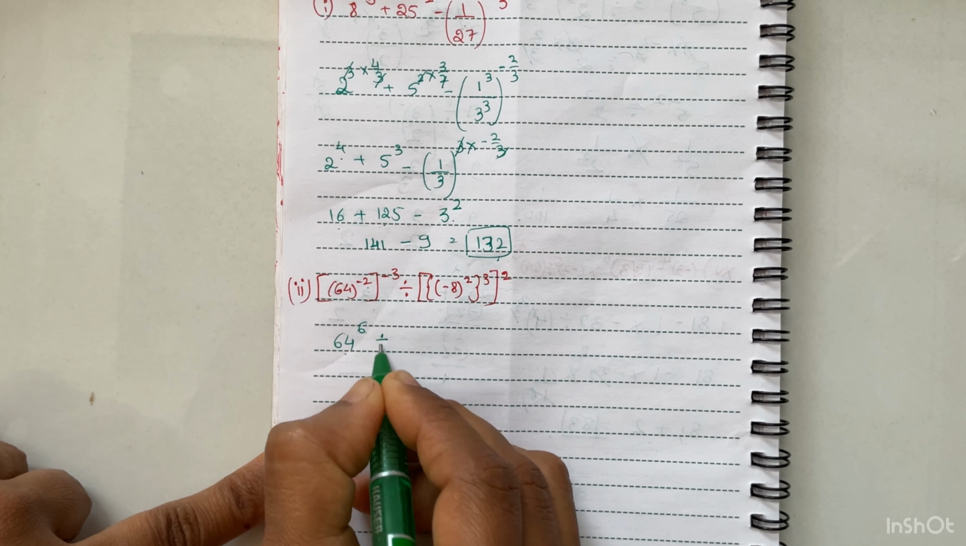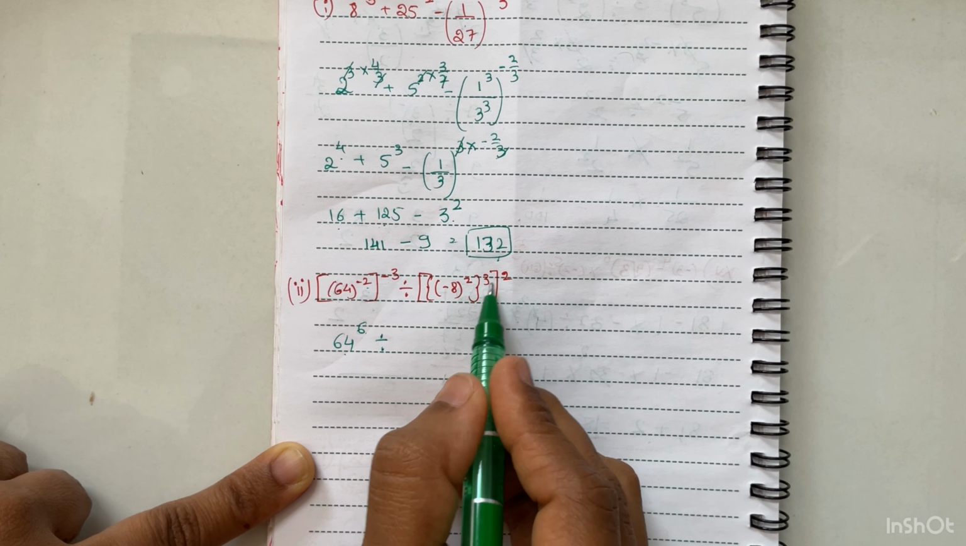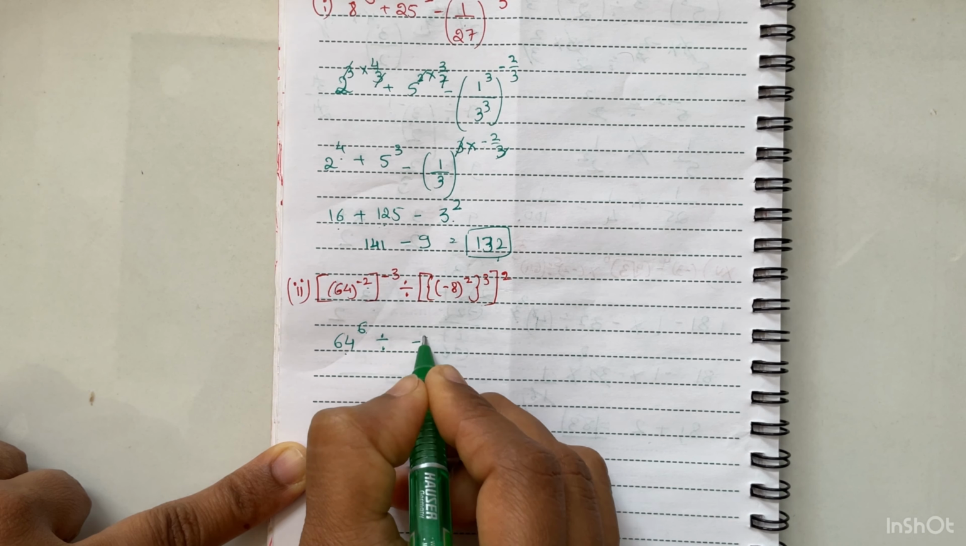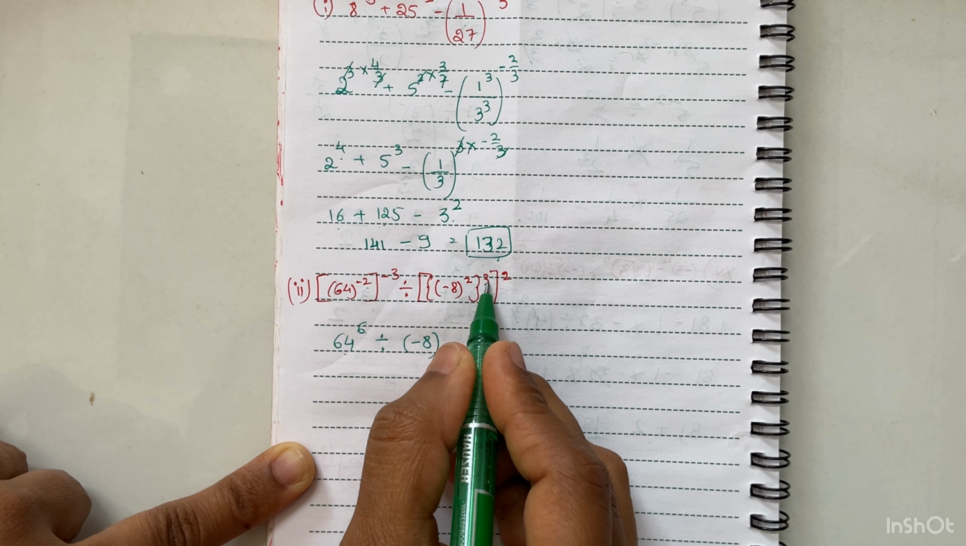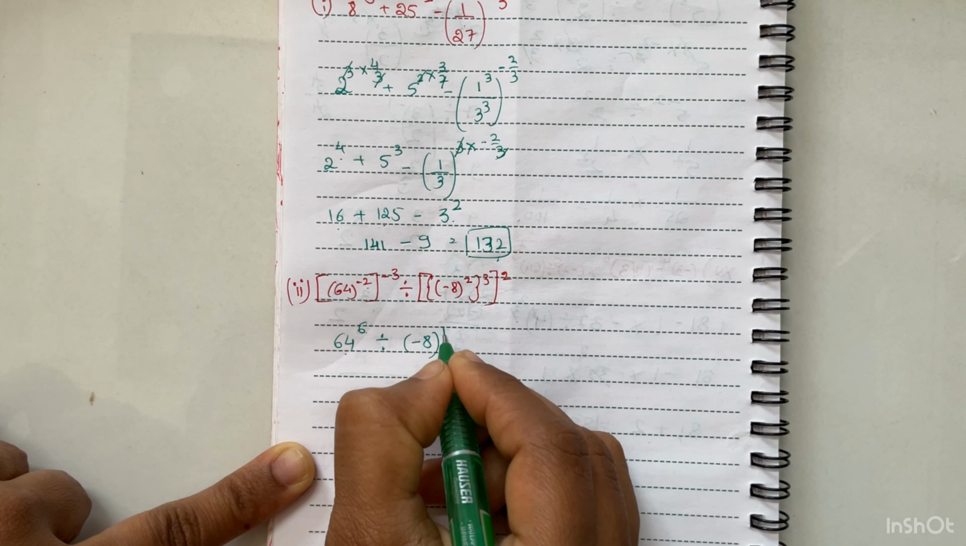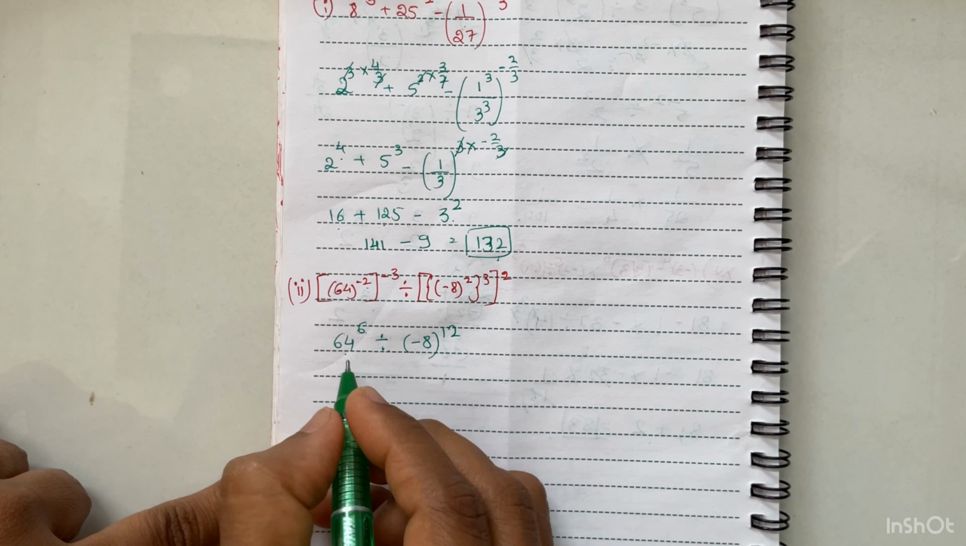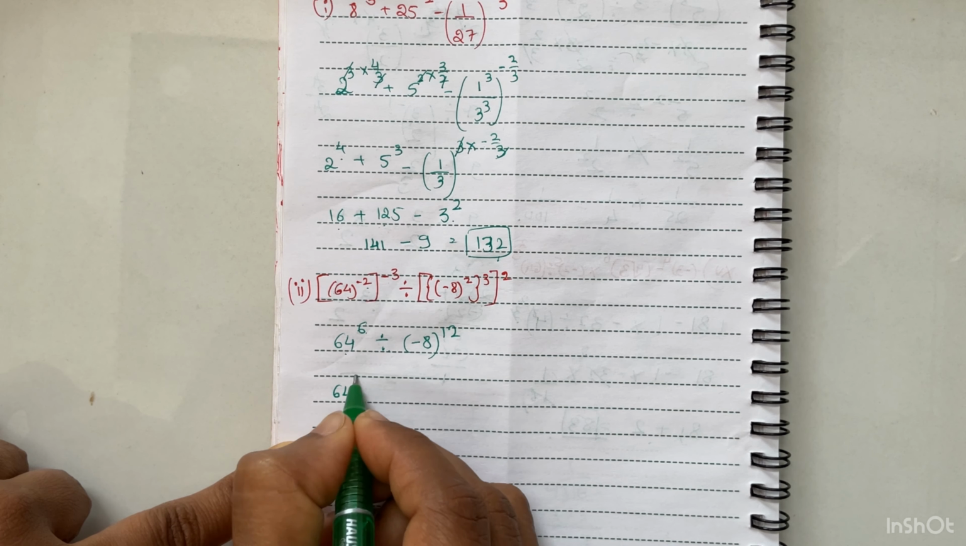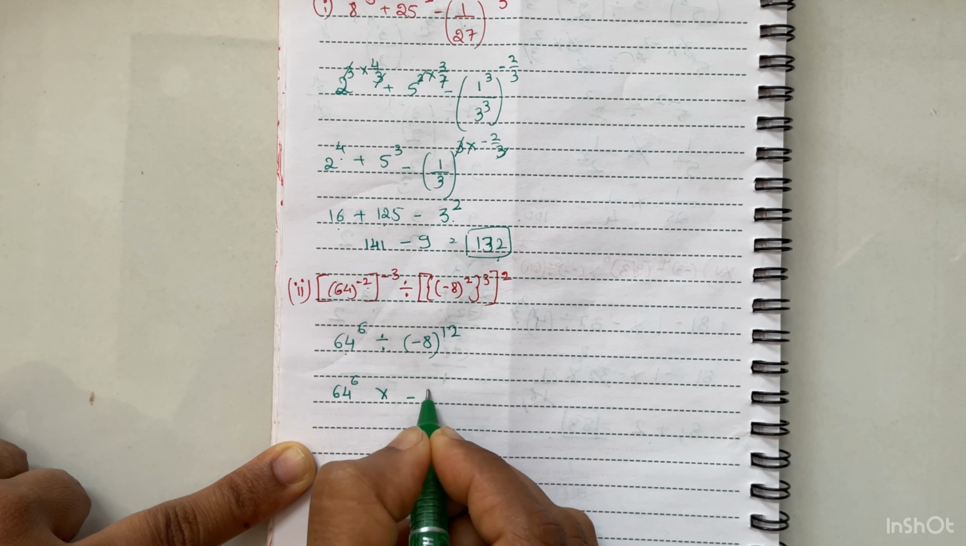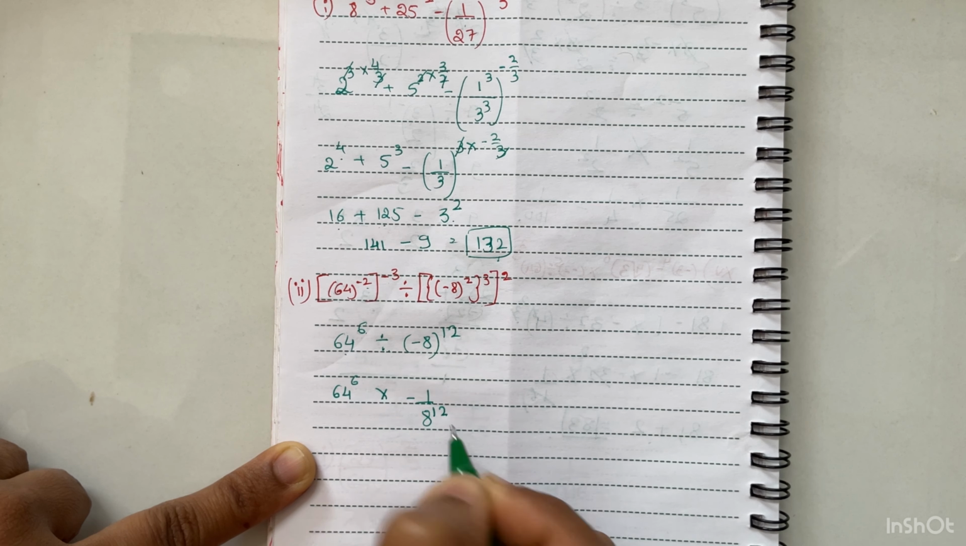Now the division sign, let me write as it is. Again we will apply the power law here. Let me write minus 8 as it is. 2 3s are 6, 6 2s are 12. Okay. Now here it is the division sign, let me convert to the multiplication sign. So when I convert, it will become minus 1 by 8 raised to the power 12, right?